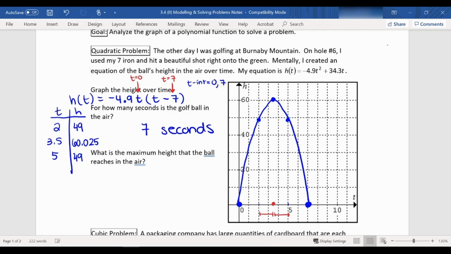And then the second question is asking what is the maximum height that the ball reaches? Well, the maximum height is that y coordinate of the vertex, or the h coordinate of the vertex, which is at 60.025 meters.